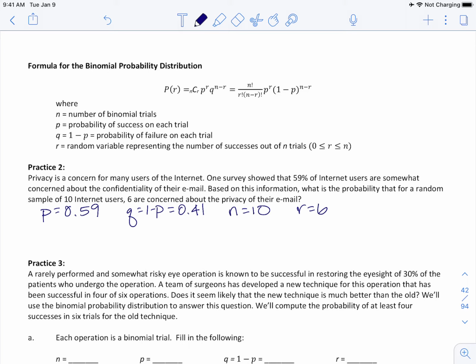So let's plug this in the formula we have right here. So this is going to be 10C6 times 0.59 to the 6th power times 0.41 to the 4th power. And then when we calculate this, we should get 0.2503.